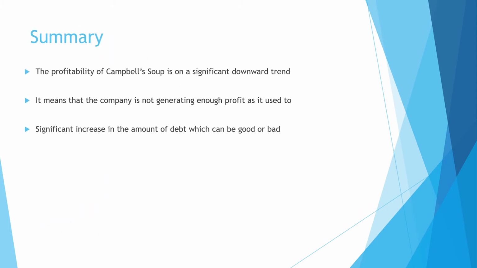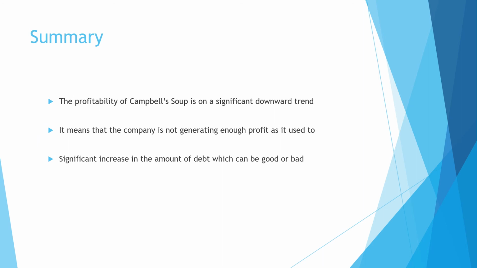Summary. From the above ratio analysis performed, we can see that the profitability of Campbell's Soup is on a significant downward trend. Its gross margin ratio and the net profit margin ratios have fallen when compared to the 5-year average, but their revenues have remained stable for the past 5 years, which means that their expenses have been increasing as it is not generating enough profits. Hence, Campbell's needs to cut down on its expenses or generate more revenues by increasing market share to increase its profits.